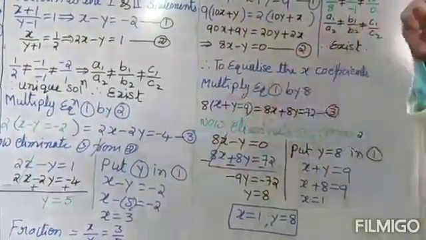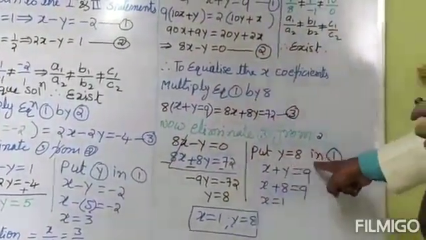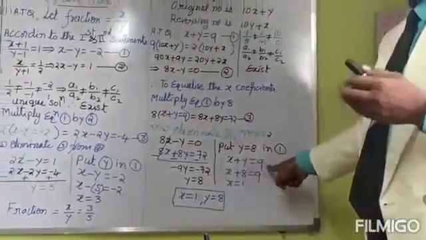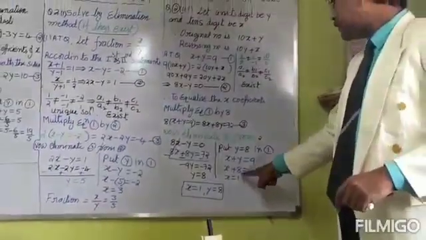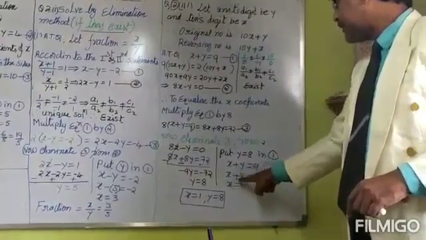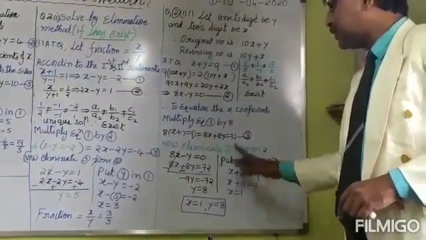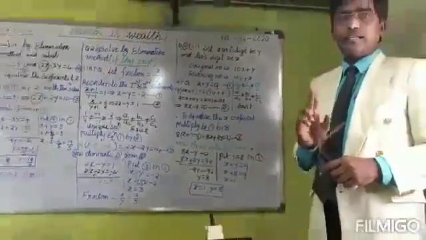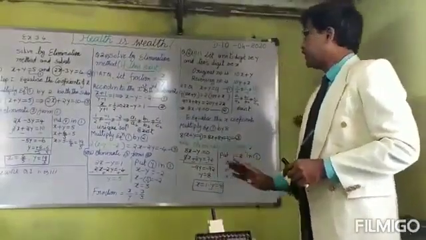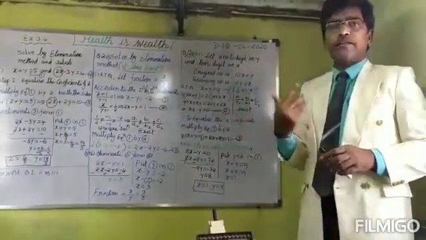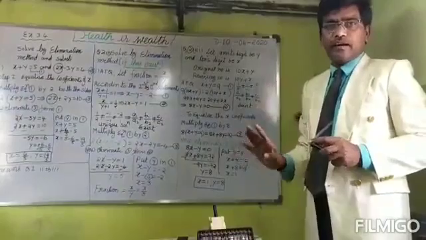As usual, we put y equal to 8 in equation number 1. So x plus y equal to 9 is equation number 1. By substituting y equal to 8, x plus 8 equal to 9, you get x equal to 1. Now the answer is x equal to 1 and y equal to 8. In this question, you try the remaining yourself, you will get the answers.